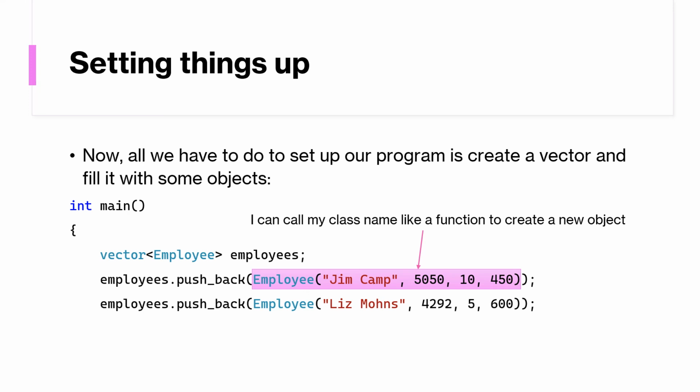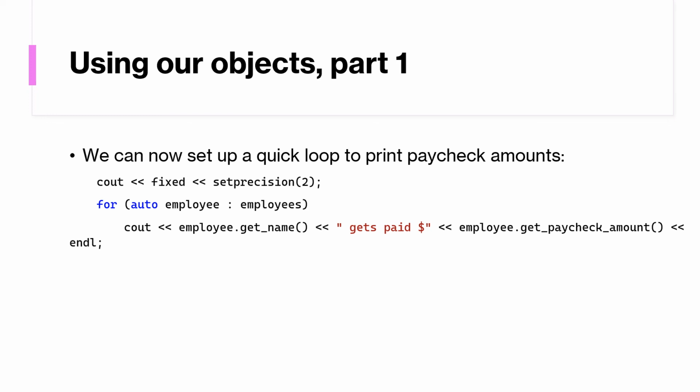And then she gets a 5% tax rate because she's a mother of, say, a couple of kids, and she gets $600 in benefit deductions because she's a mother of a couple of kids. She has to provide them health insurance too. So once we figure out what numbers we need to populate, we just create these employees and push them back into our employees vector. We can now set up a quick loop to print the paycheck amounts, and this is where object-oriented programming really pays off.